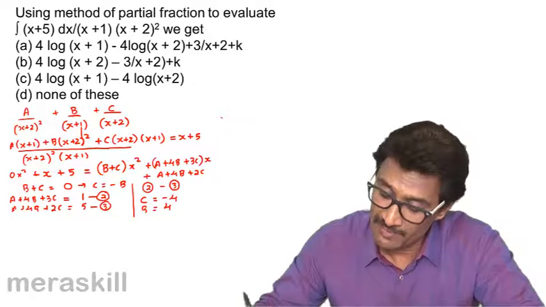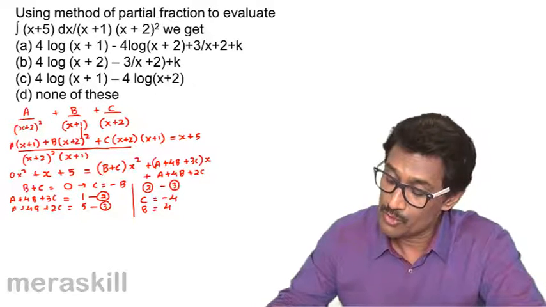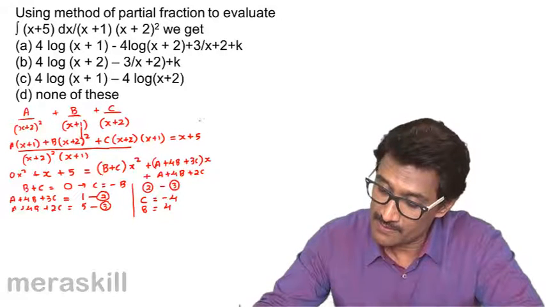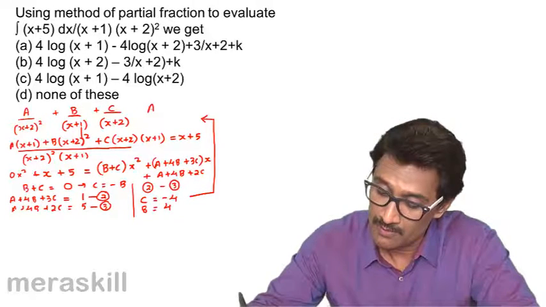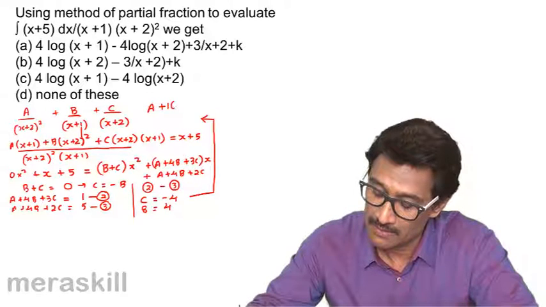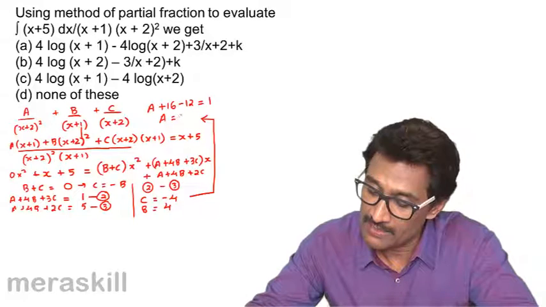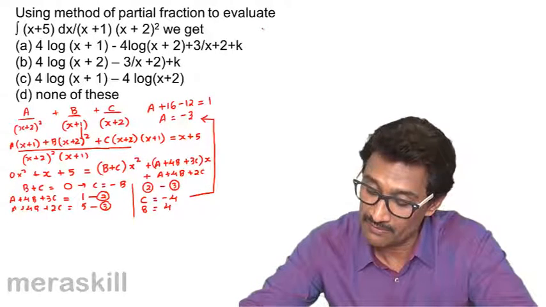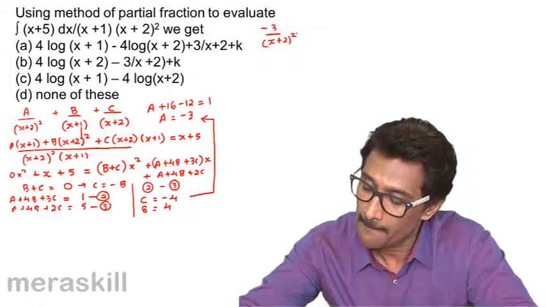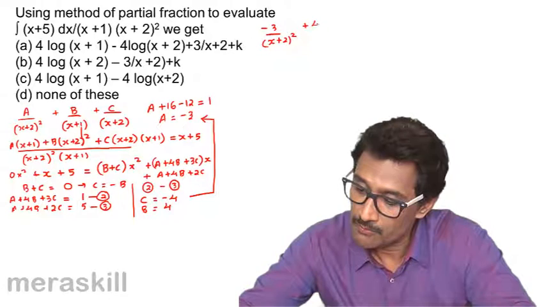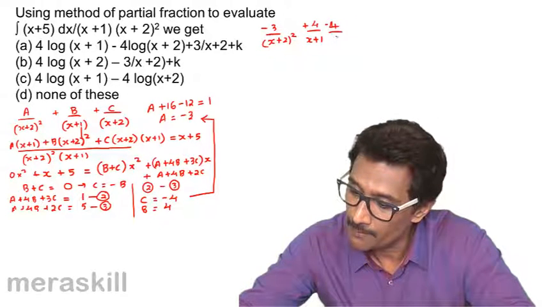And hence now we can find the value of a. Substitute in equation number 1, a plus 4b: 4 fours are 16, and 3c is minus 3 into minus 4, minus 12, is equal to 1. So it's eventually a is equal to minus 3. So eventually you get minus 3 upon x plus 2 the whole square, and b is 4, so 4 upon x plus 1, c is minus 4, so minus 4 upon x plus 2.